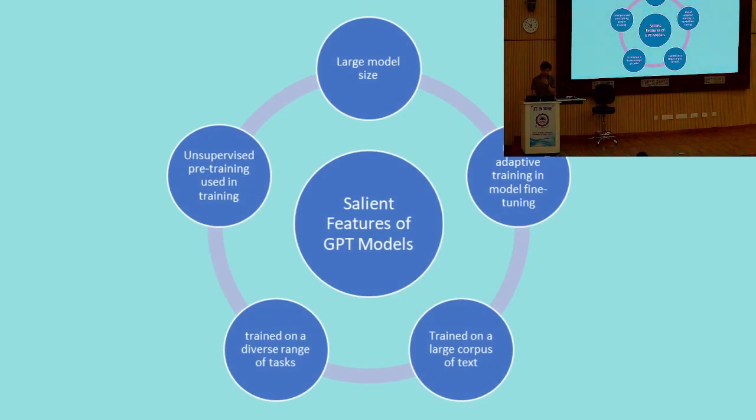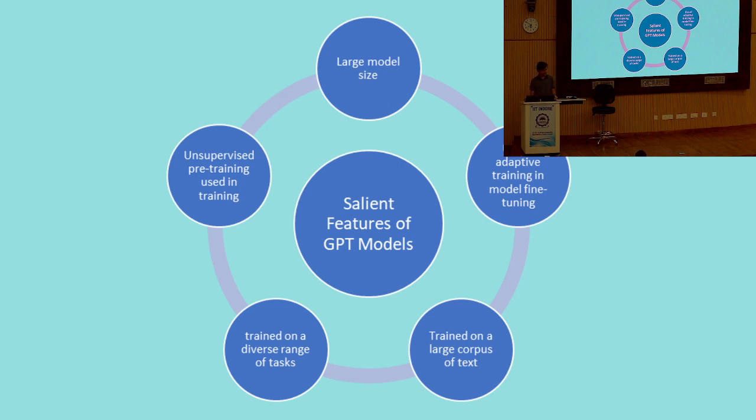So these are the salient features of the GPT models. First is its large model size, which we will see in the later slides. Then is the use of adaptive training in model fine-tuning. This basically refers to the fact that it was first trained using self-supervised training, which is pre-training, and then it was fine-tuned on specific tasks. These specific tasks are what is called adaptive training.